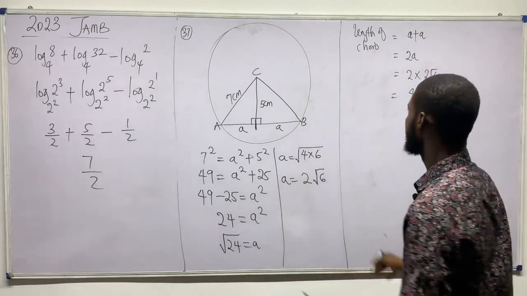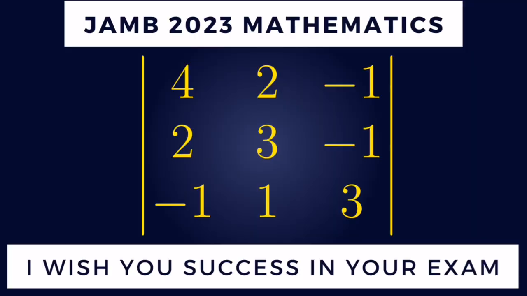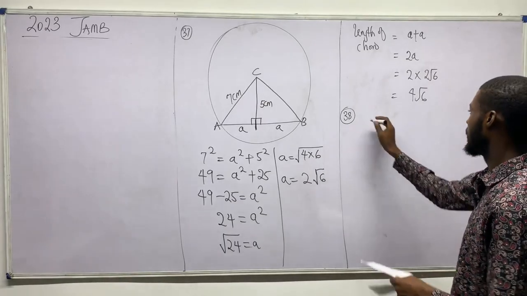Question 38. You are asked to evaluate that matrix. Whenever you see a matrix with two straight lines, it means they're asking you to find the determinant of that matrix. So the question is, what is the determinant of that matrix?